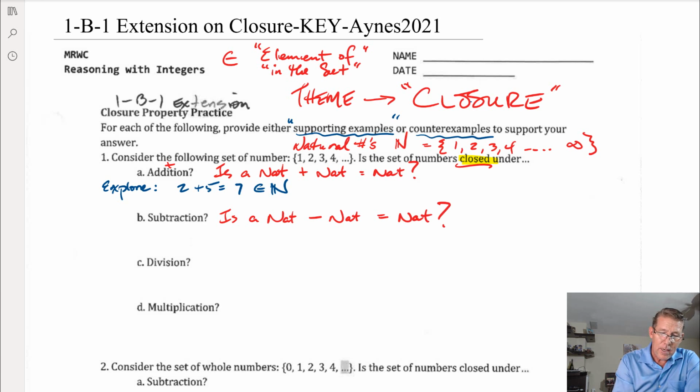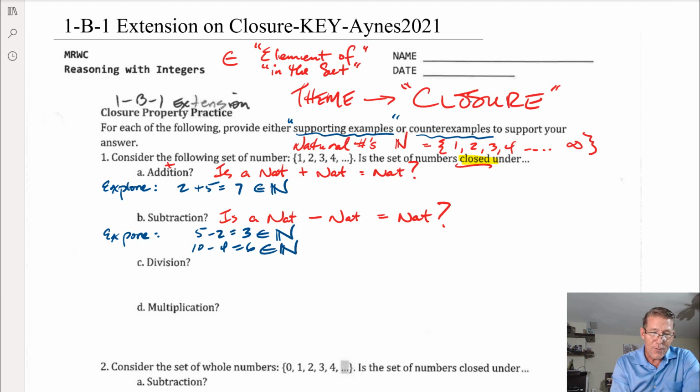And if you explore, as I keep on saying, which means you play with numbers here, if you take 5 minus 2, you get 3. That is a natural number, so I can say it's an element of the naturals. If I take 10 minus 4, I get 6, and that's an element of the naturals. So it seems like if you subtract two naturals, you get a natural, but you've got to be careful with this one because if you take 1 minus 4, you get negative 3.